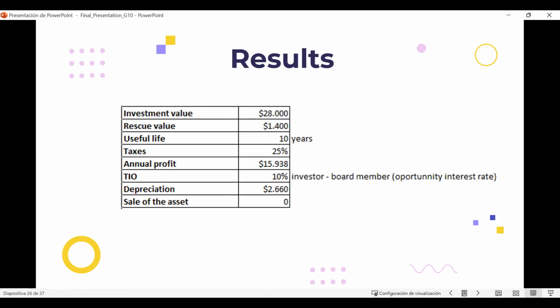Okay, we have these results. The investment value we need is $28,000, and the rescue value is 1,400. The useful life we define in 10 years, and taxes are 25%. Annual profit is $50,938, and the TO is 10%, and the depreciation is $2,660. Next one, please.